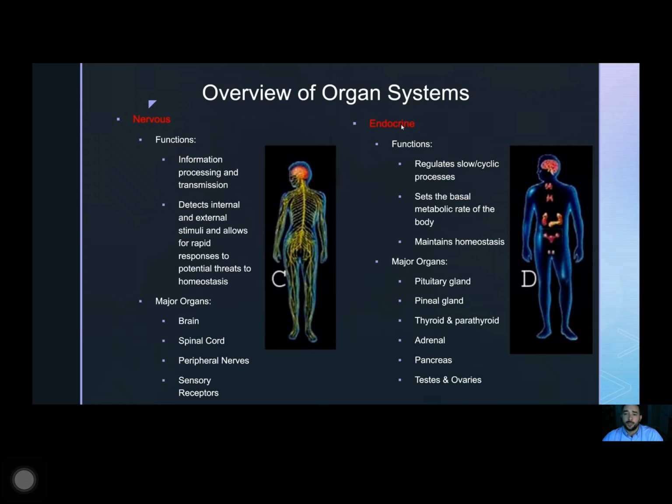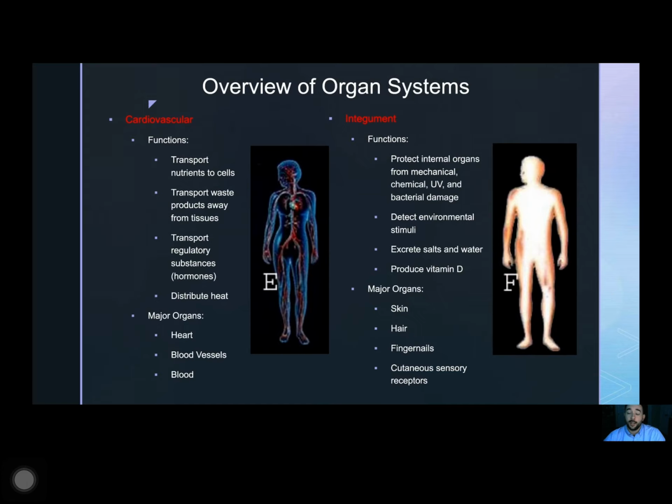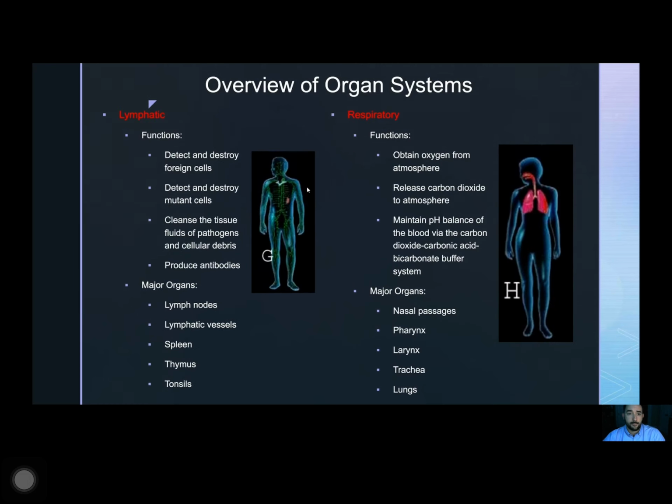Now you have the integumentary system, which means your skin. So your skin is your major organ, and we will talk about that in 2 weeks. Now we have the lymphatic system. This is like your immune system, and your major organs can be the lymph nodes, lymphatic vessels, your spleen, thymus, and tonsils.